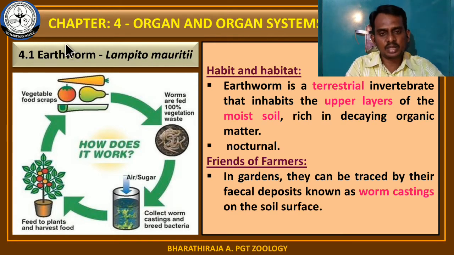There are varieties of species, but in our textbook only one species is given. The name of the species is Lampito mauritii. This is the species given in our textbook. What are the habit and the habitats of this Lampito mauritii?